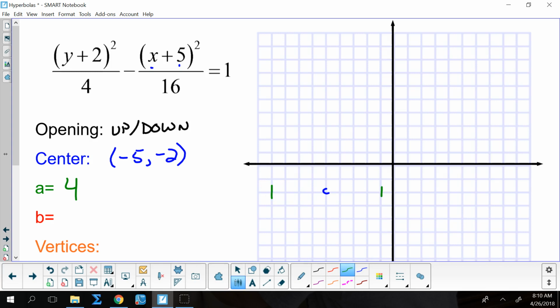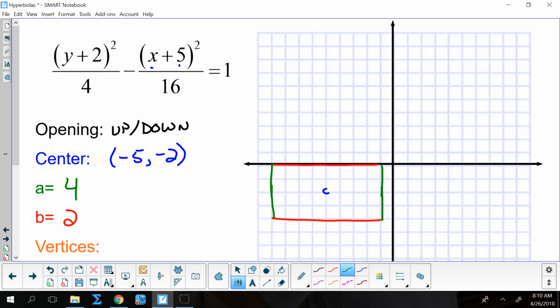Okay. B value. It's 2. It's underneath the y. Take the square root. Square root of 4 is 2. So there is where my box should be.